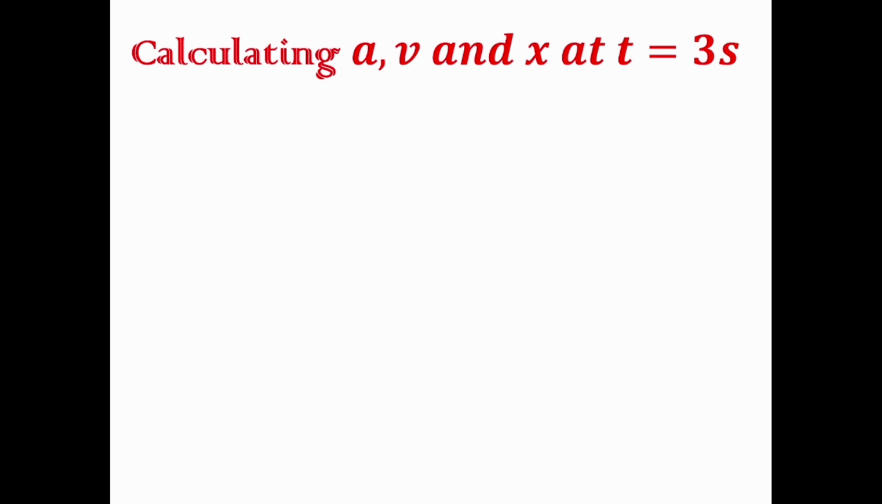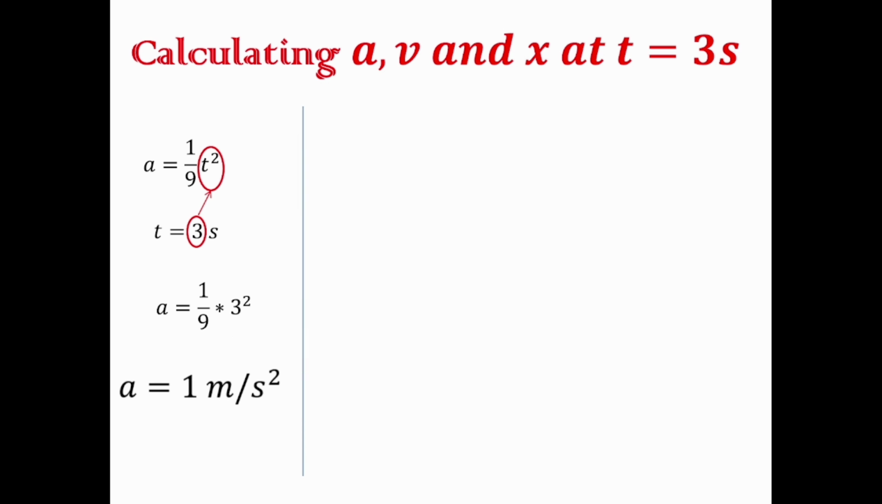Next, we want to calculate the acceleration, velocity, and displacement when the time is 3 seconds. Just as we did before, you bring your equation for acceleration, your time is 3 seconds, you put it into the equation, and of course you evaluate and you get your acceleration to be 1 meter per second squared. You do the same for velocity, you put in your time equal to 3 seconds into the velocity equation, and you get your v equal to 11 meters per second.